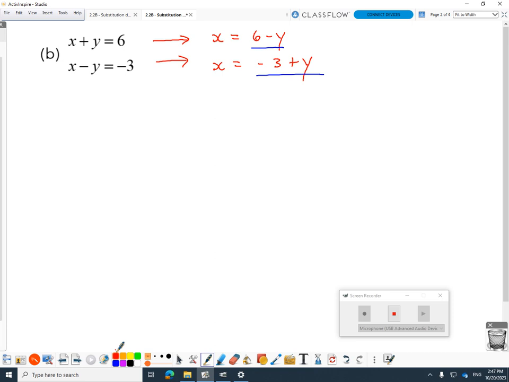Who's got this? Oh, we had time to think about it. If x is 6 minus y and x is negative 3 plus y, what's the next line? Smart, I can't tell whether you know. Yeah. No, I think you just said it wrong. This one, just say it. 6 minus y.